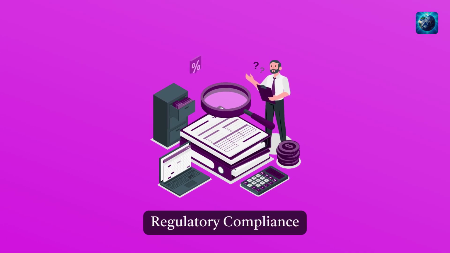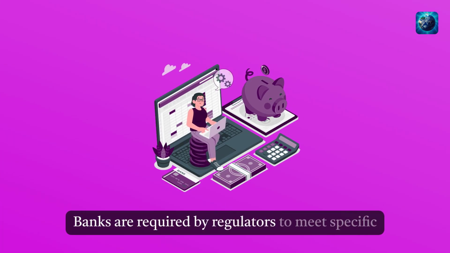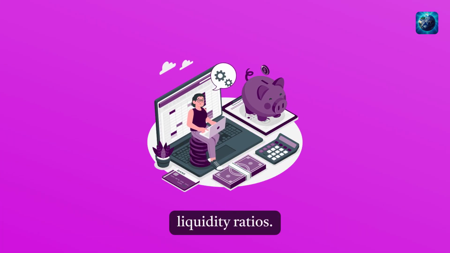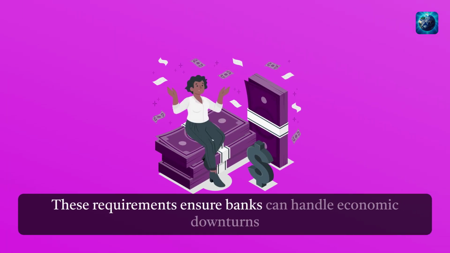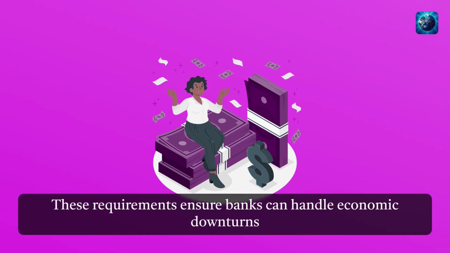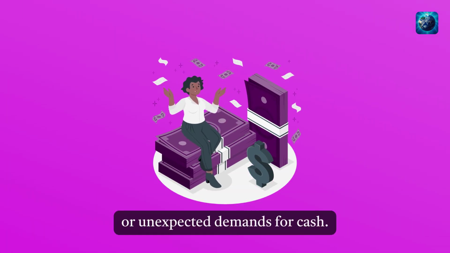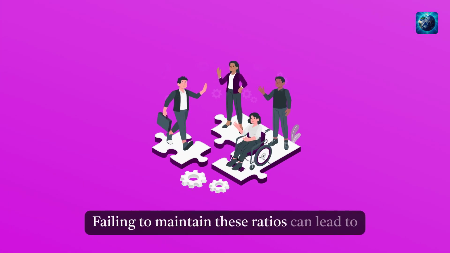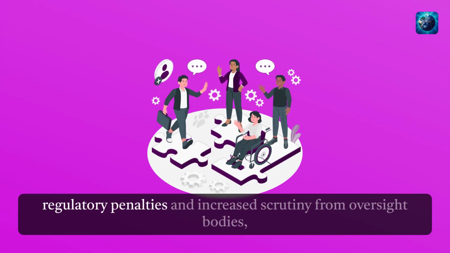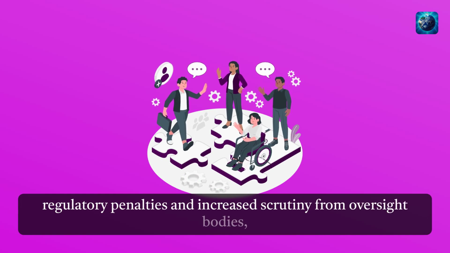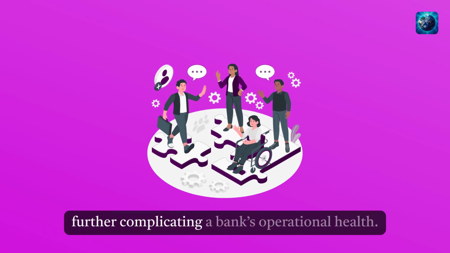A sudden bank run can quickly spiral out of control, impacting not only the bank, but the entire financial system. Regulatory compliance. Banks are required by regulators to meet specific liquidity ratios. These requirements ensure banks can handle economic downturns or unexpected demands for cash.